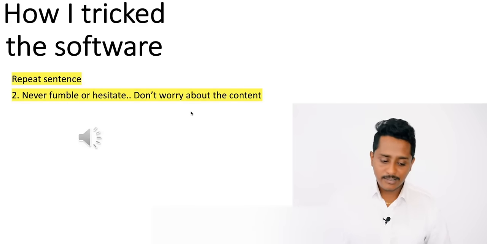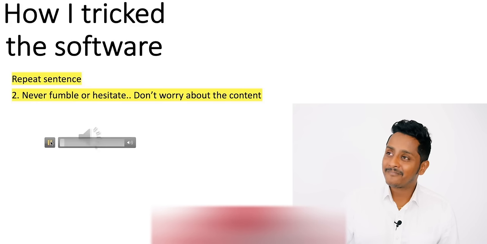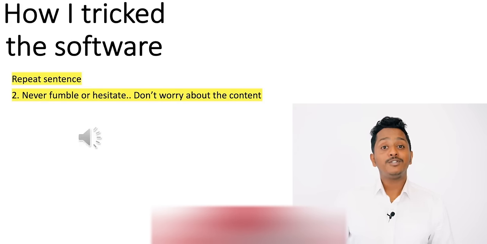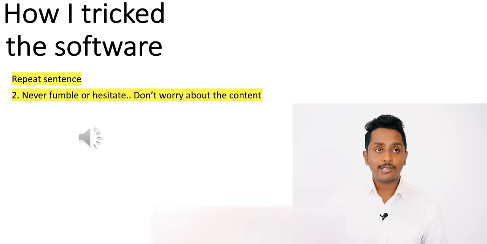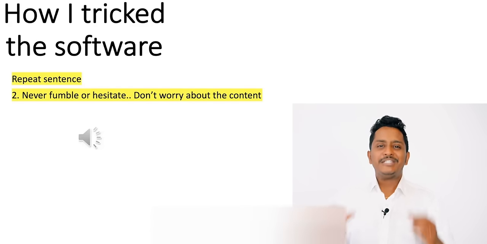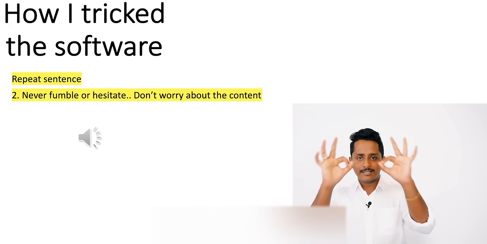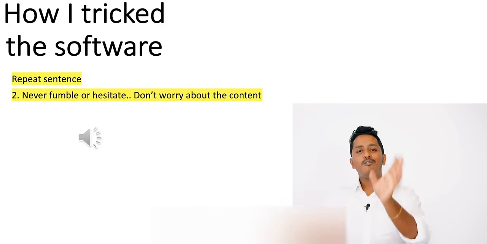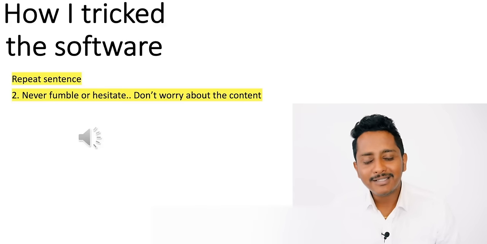When you fumble, let's say you spoke everything perfectly. Automation is a term for technology applications where human input is minimized. Automation is a term for technology applications where human input is minimum. Yes, I spoke everything, big zero, because full of fumbles, full of pauses, software will not be able to understand.